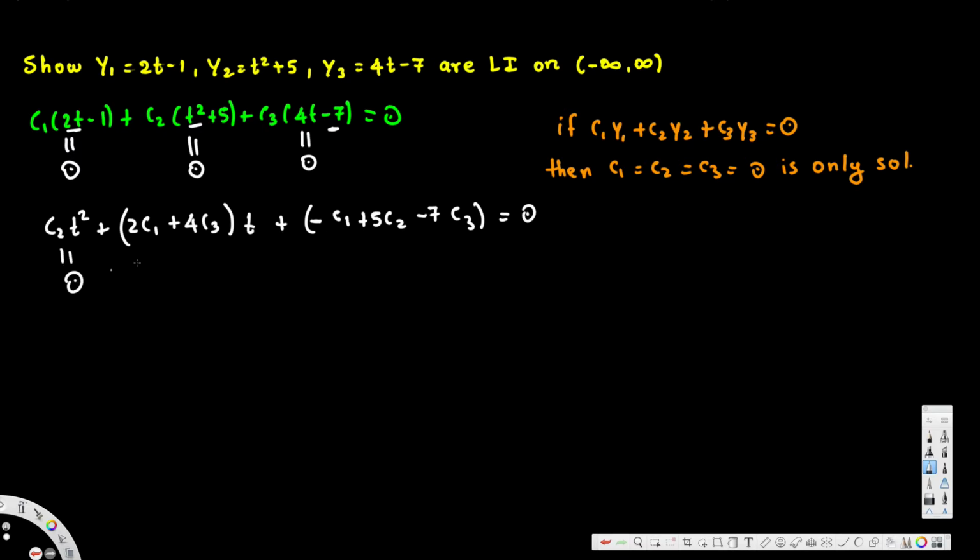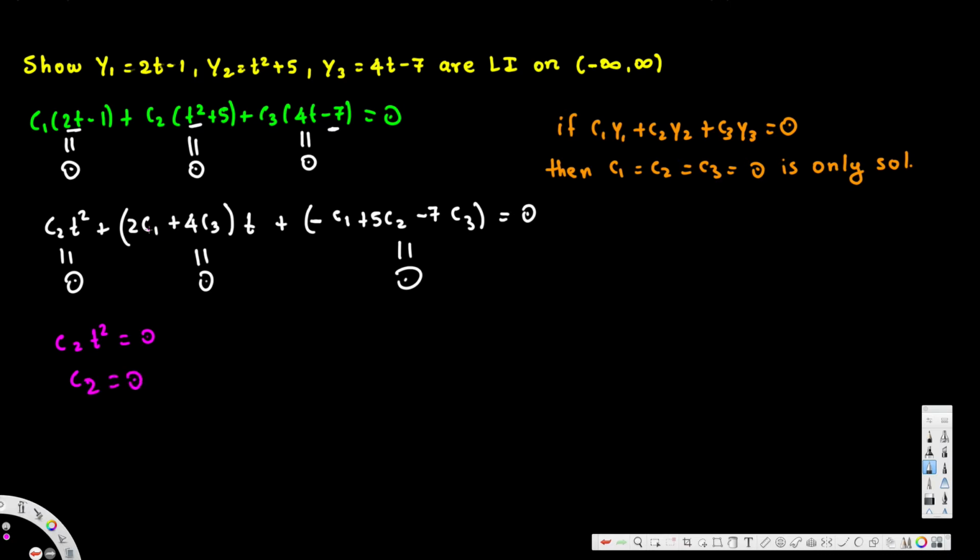Again, this whole thing has to be 0. This one has to be 0, this one has to be 0, and this one has to be 0 in order for the whole thing to be 0. Okay, now c2 t square is 0. Therefore, if we equate this one, c2 t square is equal to 0, therefore c2 is equal to 0. So this is straightforward.